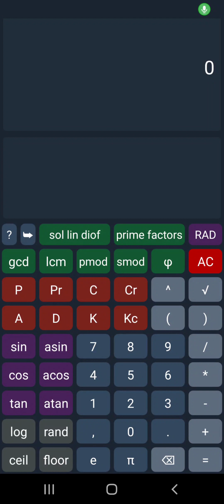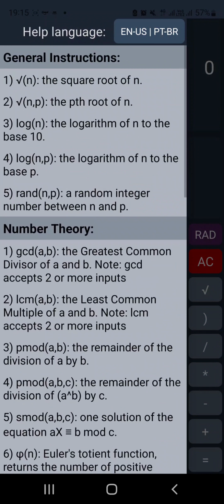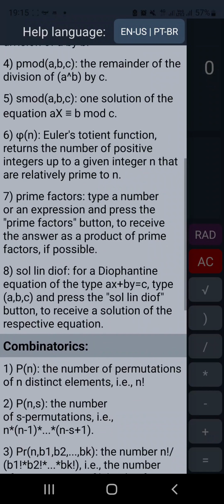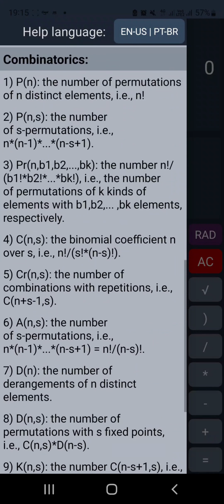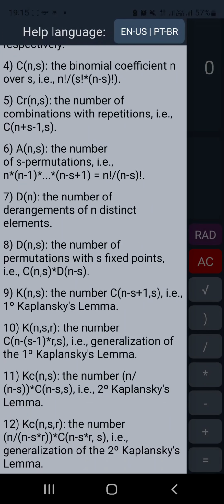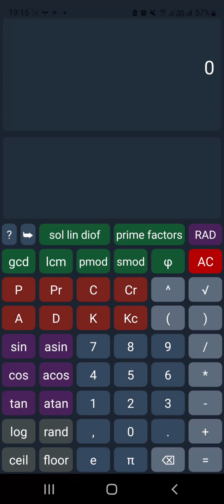This is the discrete calculator. It has specific functions for combinatorics and number theory. To consult the syntax and description of its functions, just press the interrogation button. Now I'm going to show you how to use the number theory and combinatorics functions.